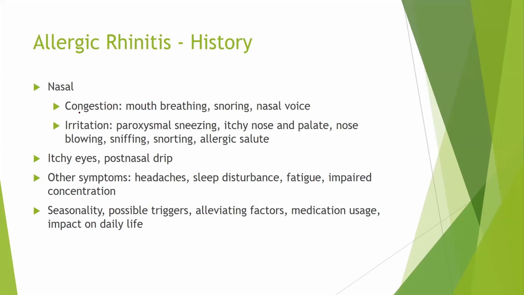So good history for allergic rhinitis is mouth breathing, snoring, nasal voice, irritation, secondary to maybe exposure to allergens. They can have sneezing episodes. They might have an itchy nose. They might have that allergic salute, which will look like a line here because they do that all the time. They can have itchy eyes, post-nasal drip, headaches, sleep disturbance, fatigue, impaired concentration. It can be seasonal. It can have triggers. And there can be some alleviating factors here. We basically want to help these children so that they don't have a miserable existence, because this is not fun.